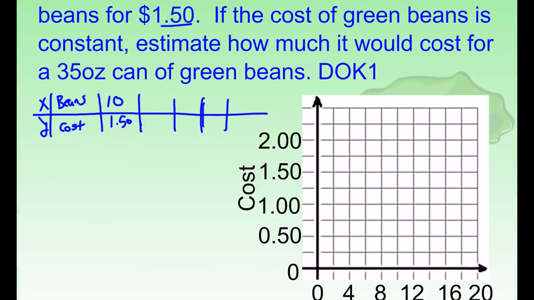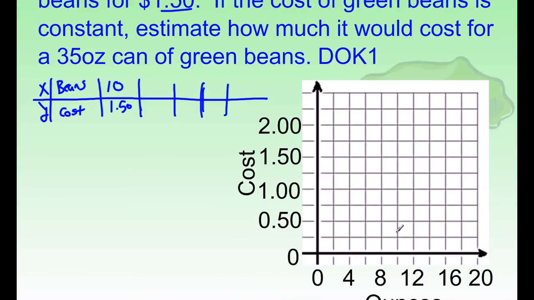And if I graph it here, ounces 10, $1.50 is here. I know that 0 ounces will cost me $0. If I don't buy a can of green beans, it's not going to cost me any money. So I know that point is right here. And with those 2 points alone, I can make a prediction, an educated guess, along those lines. I bet every other point was going to fit along that line.